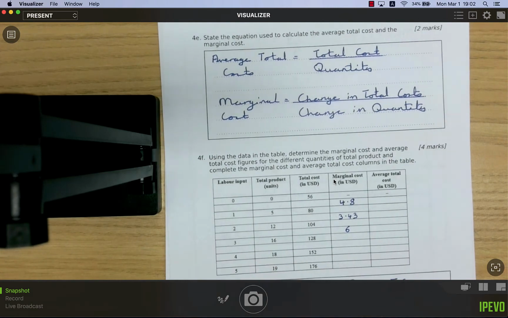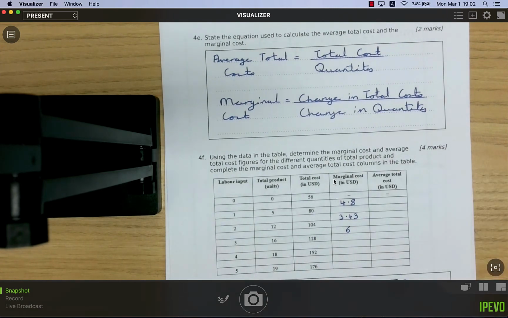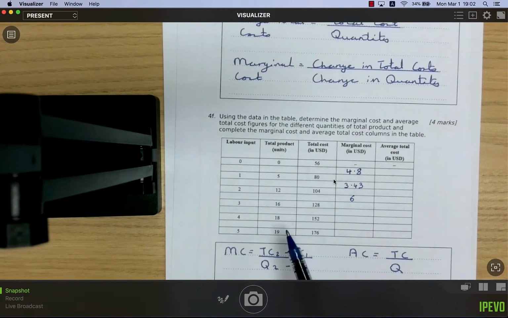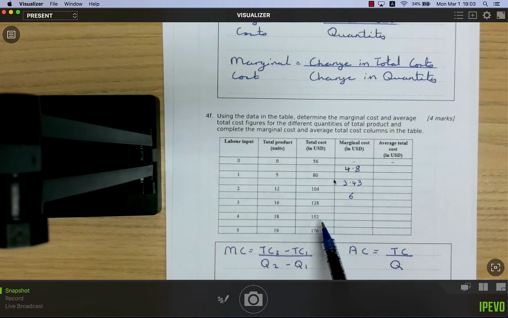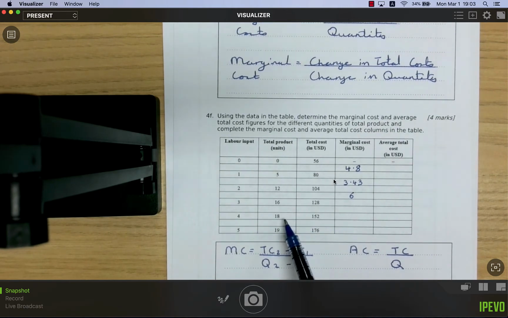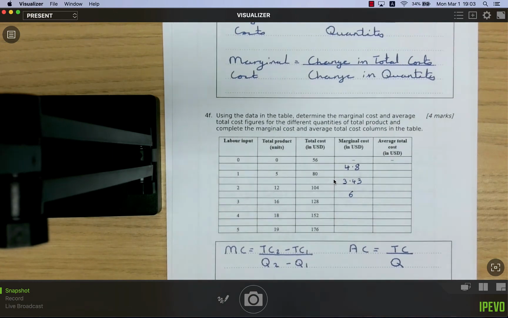I don't know why they want you to do it like this, but anyway, I'm doing it just to keep them happy. The next one: total cost is 152. This is the marginal cost of the 18th unit of production. 152 minus 128 divided by 18 minus 6. And guys, don't forget, we're using this formula here.